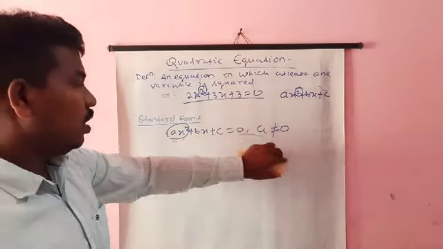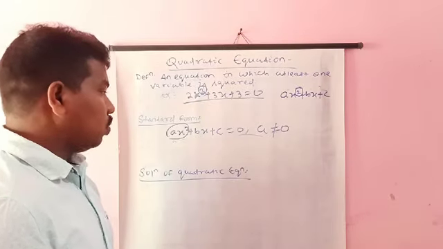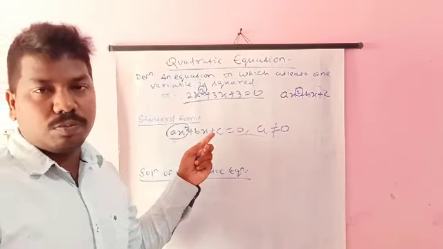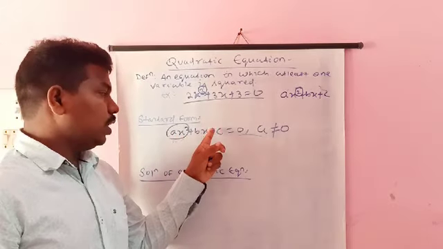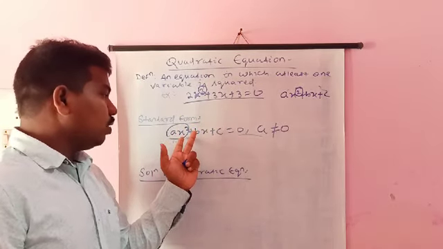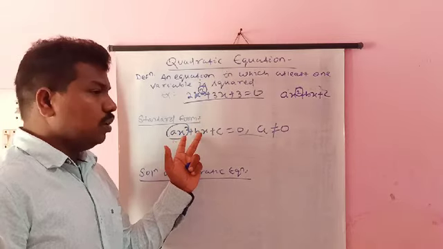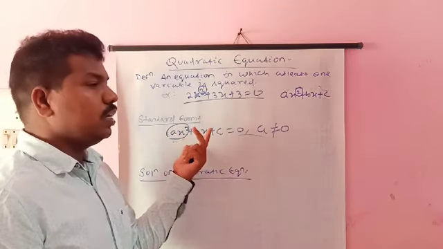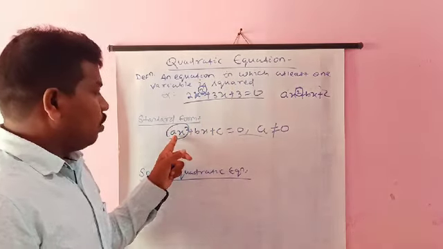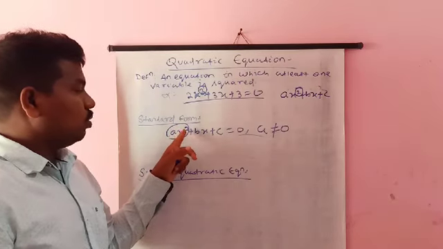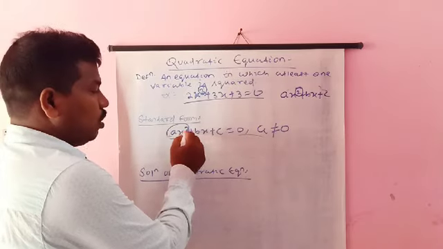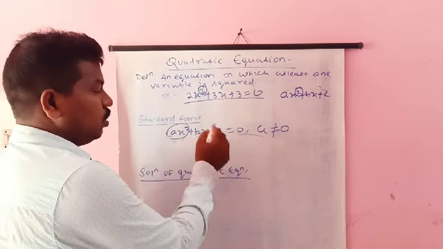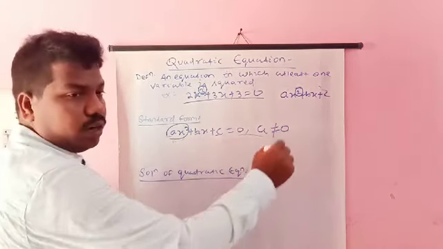Before solving any kind of quadratic equation, we first have to check whether it is in the standard form ax square plus bx plus c. Here we take the variable x, but you may take the variable y, z, anything. If we take the variable x, then the standard form is ax square plus bx plus c equal to 0. Here a is the coefficient of x square, b is the coefficient of x, and c is the constant term. So a, b, c are constants here.